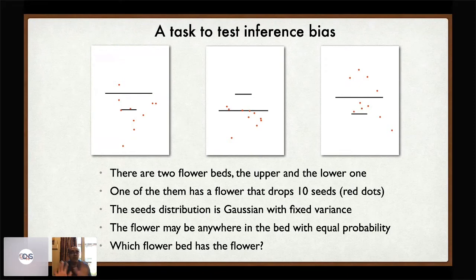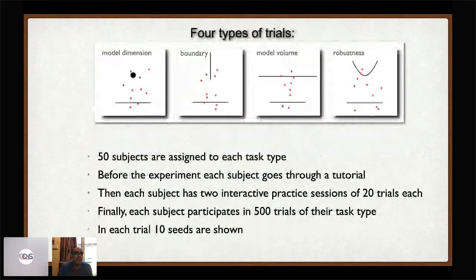And we have four types of trials. In one, the first flower bed is this little dot here, and the second flower bed is this long one here. So there are two models you might have of the world: that the flower's inside the dot or the flower's inside this line, a different model dimension. The second example involves this flower bed and this flower bed, and in that case there are some penalties involving the boundary. These two are chosen to have the same volume, for example, so there's no difference in the volume penalty in the Bayesian model selection. Here, there's a big flower bed and a small flower bed, so this one has a larger model volume.